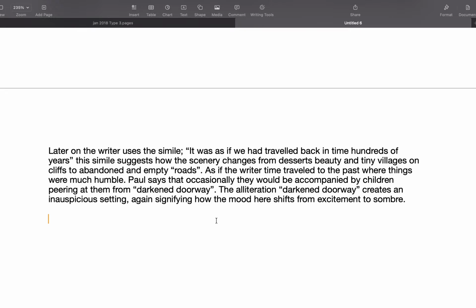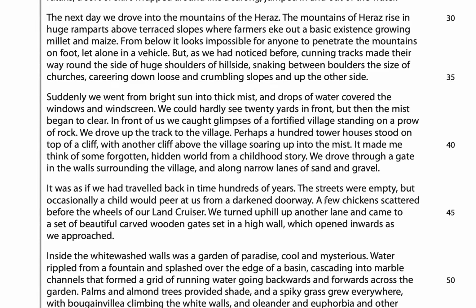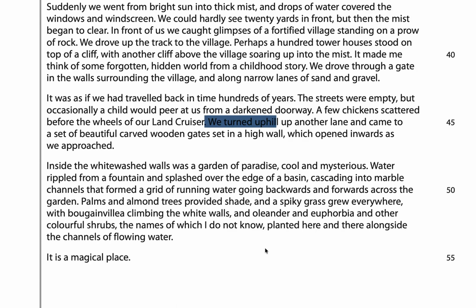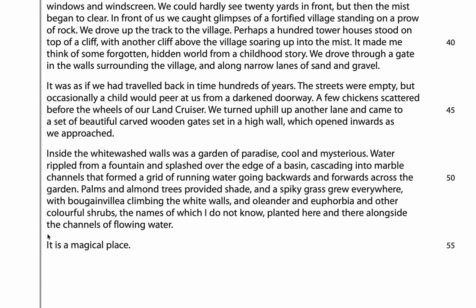Somber is something depressing. A few chickens scattered before the wheels of our Land Cruiser. That sounds really cruel, as if he wants to kill them or something. Again, you see this is a magical place. Well, inside the whitewashed walls, that is a very beautiful assonance, was a garden of paradise. Now that is something to say.